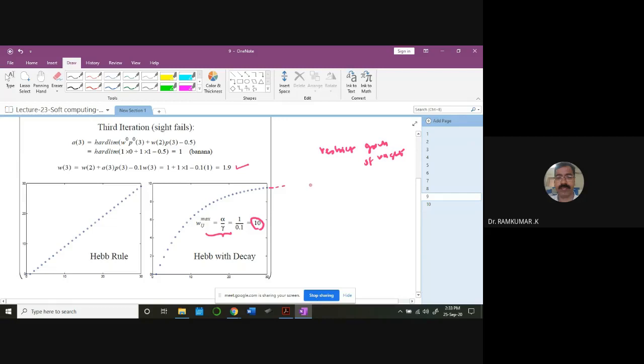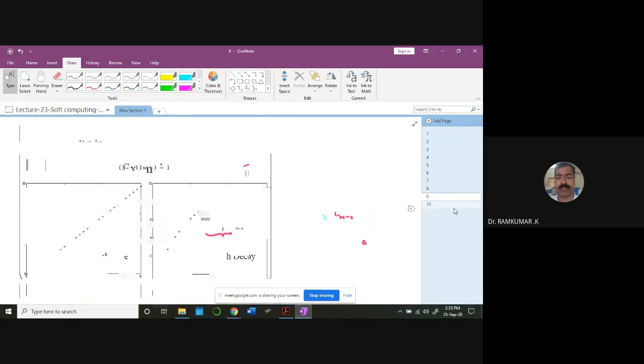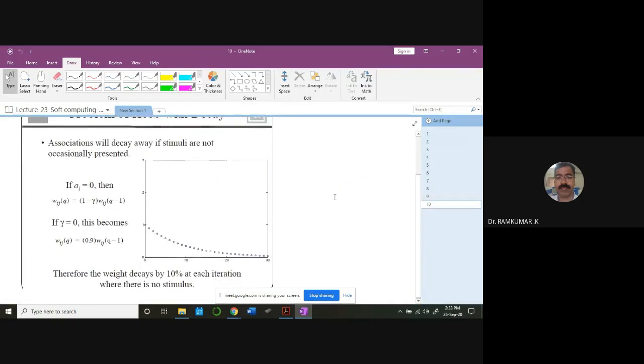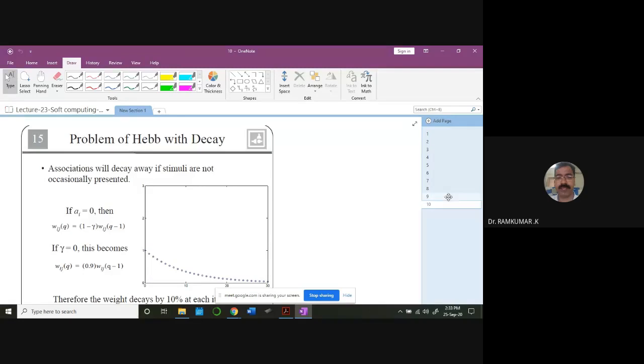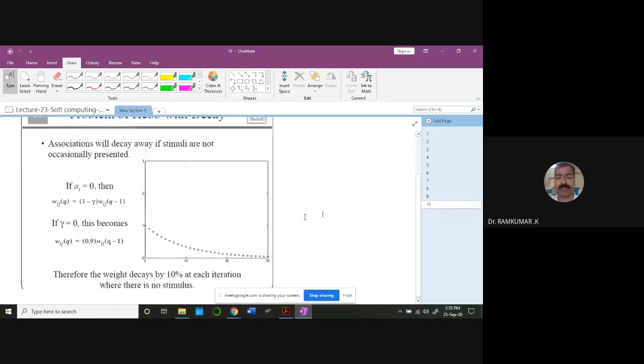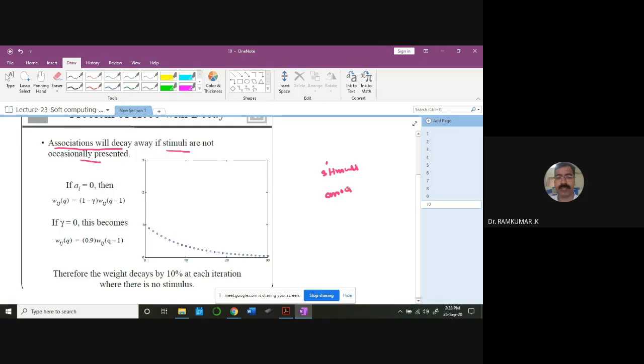So this is an important idea in hyperparameter tuning. This idea of hyperparameter. Now, this weight can be restricted. But can you guess what will be the problem because of restricting the weights? One more problem is the associations will decay if stimuli are not occasionally presented. If you are not going to present the appropriate stimuli, the associations may fail. It may decay out.